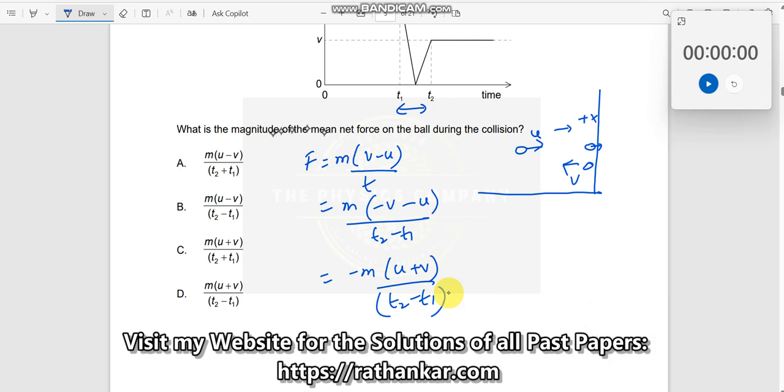But what has been asked? The magnitude. So make this plus over here. So, the answer should be m into u plus v divided by t2 minus t1, which should be answer D.